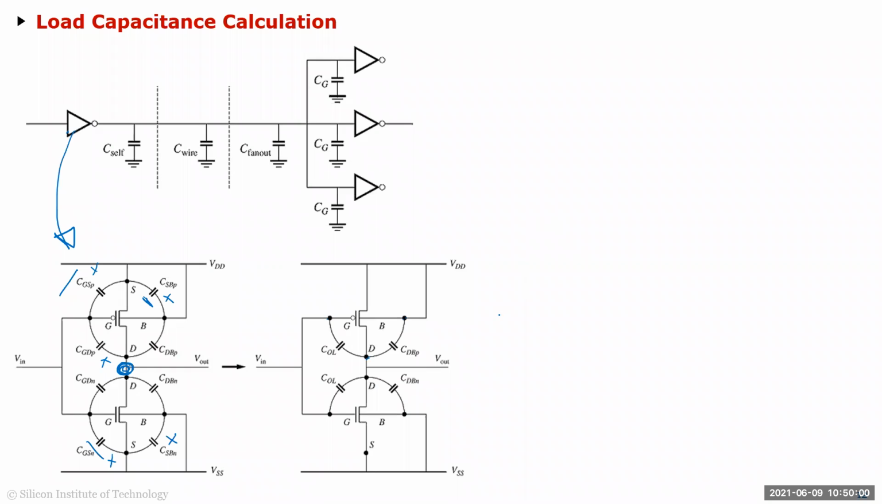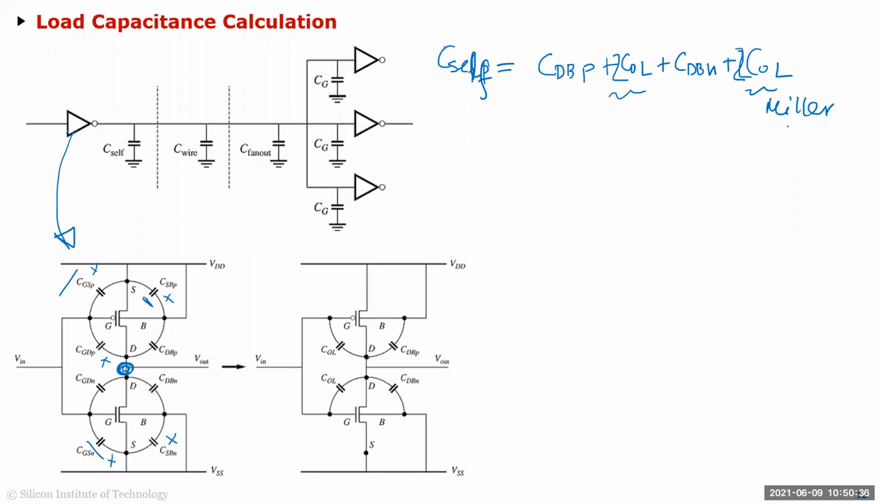So you can write now the C self is equal to the sum of these 4 capacitors, right? So it's CDBP, CDBN plus COL, but this is actually 2 times COL because of what's called the Miller effect. Okay, and I'll explain that in the next slide.